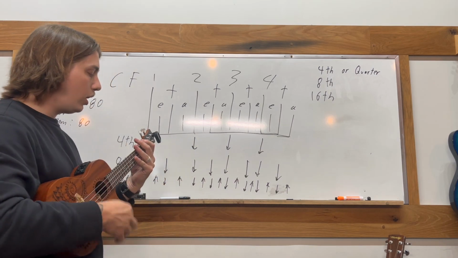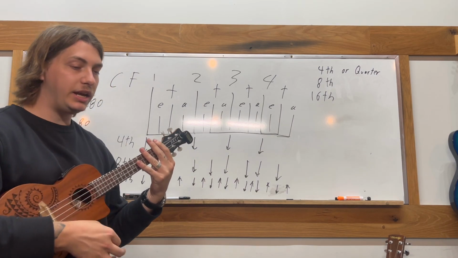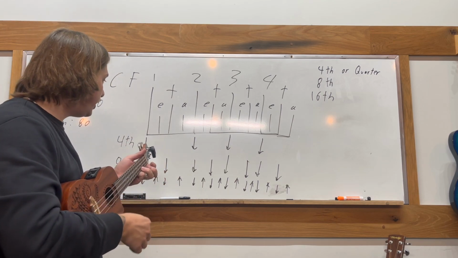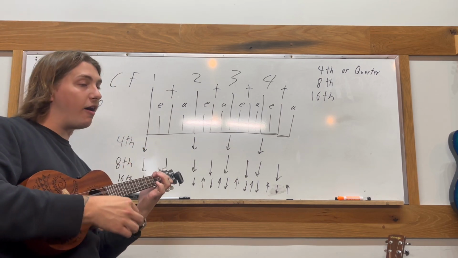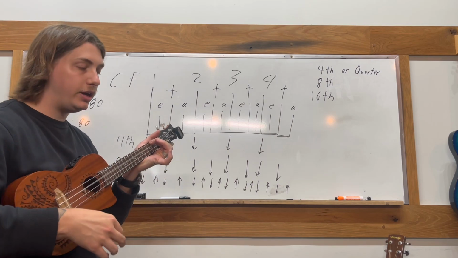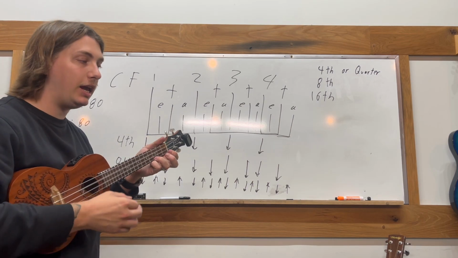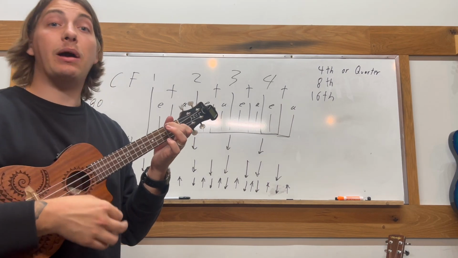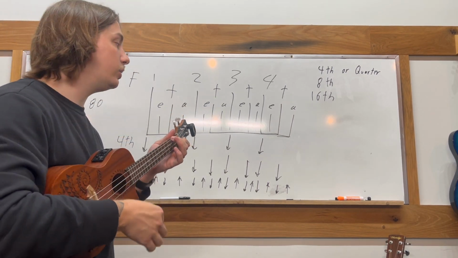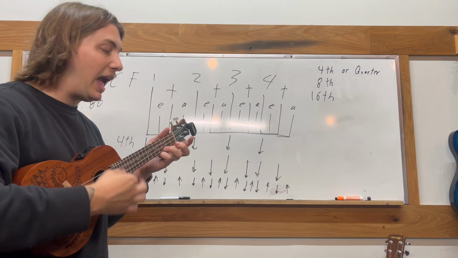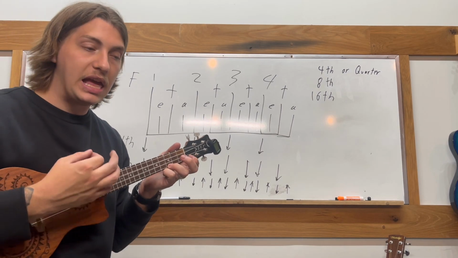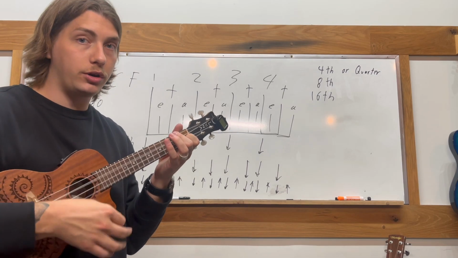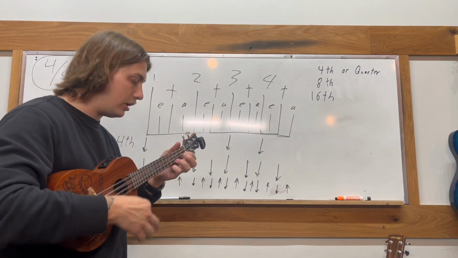Ready? 1, 2, start with a C, ready? And C, 2, 3, 4, F, 2, 3, 4, back to C, 2, 3, 4, and F. Now we're going to switch to eighth notes, ready? Don't speed up. C, and 2, and 3, and 4, and F. Just down strums, don't go up right now, just down strums.